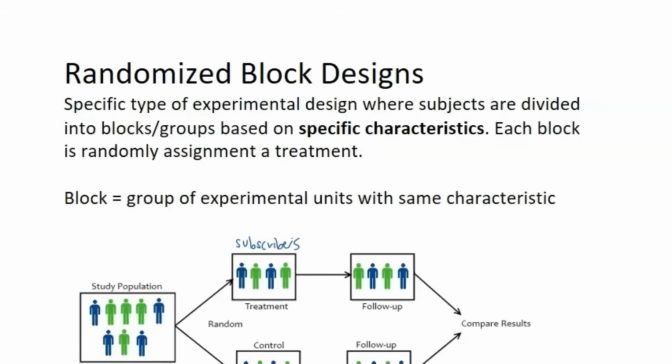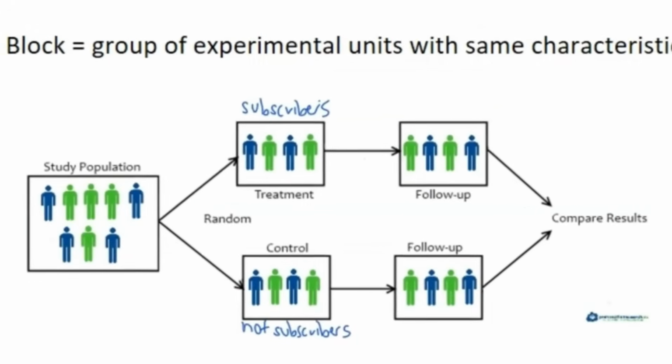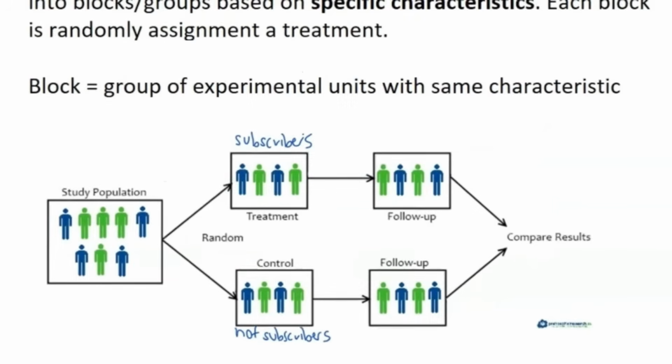A randomized block design is a specific type of experimental design where subjects are divided into blocks or groups based on specific characteristics. So it's kind of like the stratified random sample. And each block is randomly assigned a treatment. A block is just a group of experimental units with the same characteristic. So here we have a similar study population. Let's say our study population is PrepWorks viewers viewing this video right now. And we're going to split them into 2 blocks.